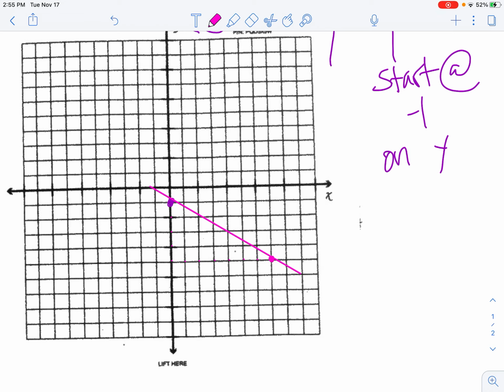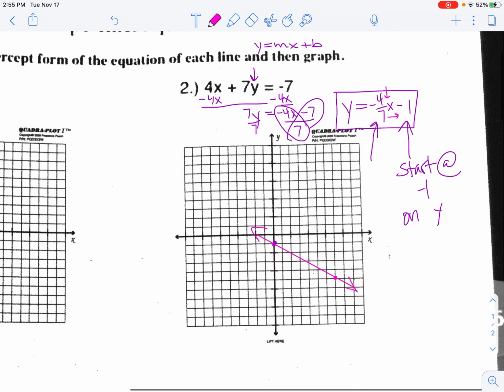And okay, I'm going to make it look just a little bit better. Bear with me here. There we go. So there is our negative 4/7 sloped line from negative 1. And that's really all there is to it. So I'm going to get it into slope-intercept form, go ahead and circle or box it so we can see where that is, and then graph it. So it's changing and then graphing.